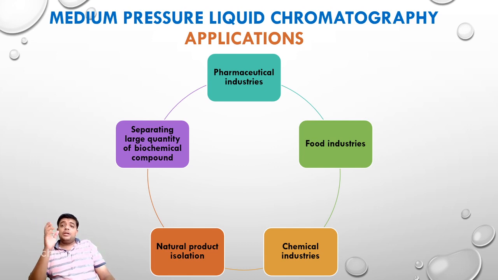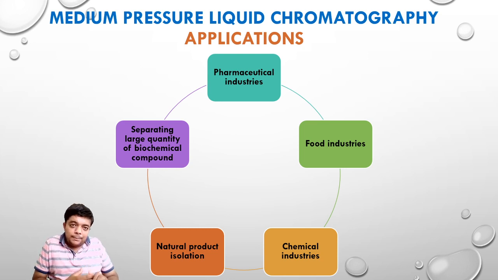Medium pressure liquid chromatography has applications in pharmaceutical industries, food industries, chemical industries, natural product isolation, and separating large quantities of biochemical compounds. So these are a few of the applications of medium pressure liquid chromatography.